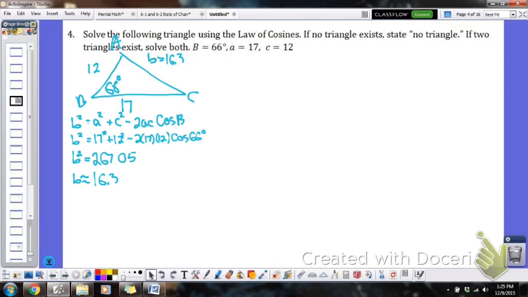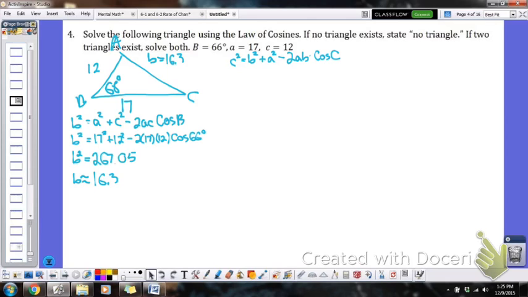You could use the law of sines, whatever you would like, does not matter, but I'm going to use the law of cosines. So I'm first going to find angle C. So I'm going to use the law of cosines that says c squared is equal to b squared plus a squared minus 2ab times the cosine of c. So I'm going to fill in what I know.